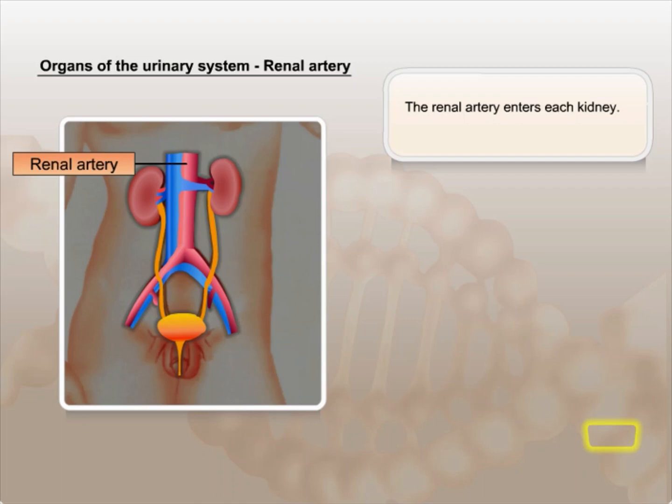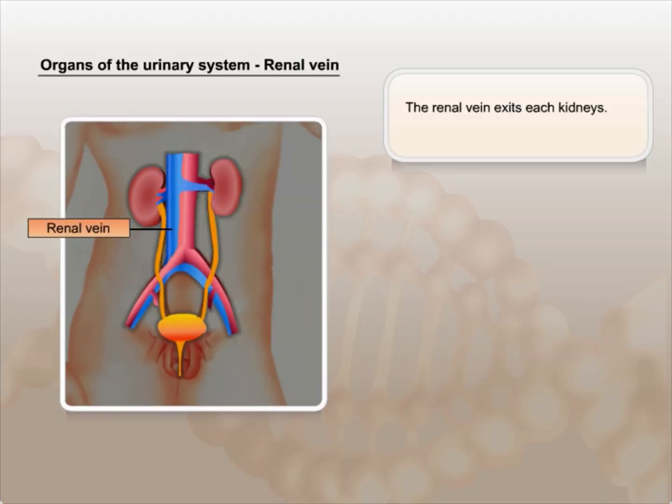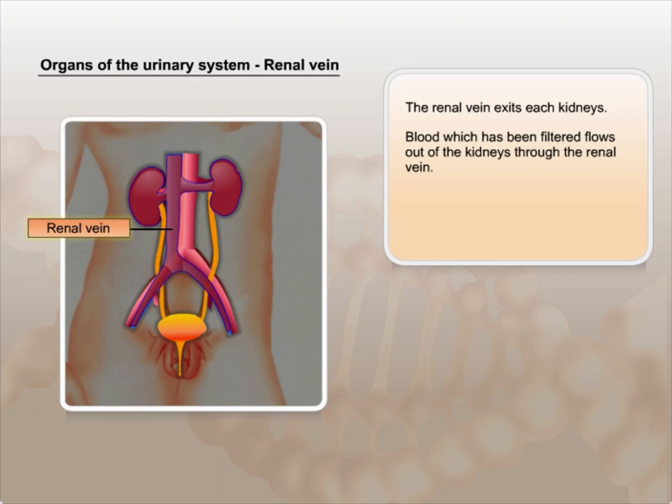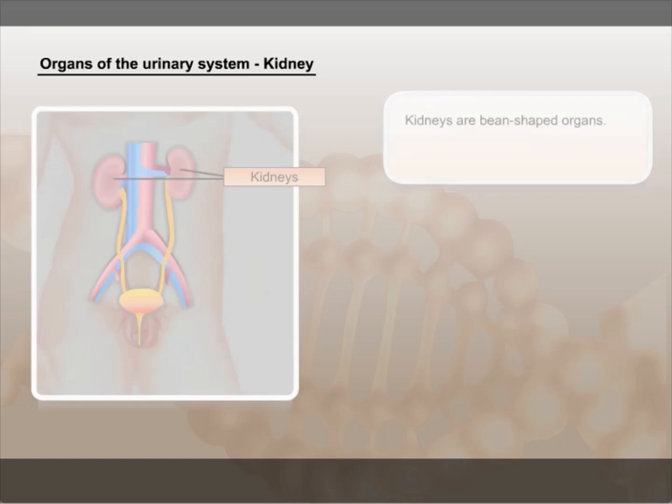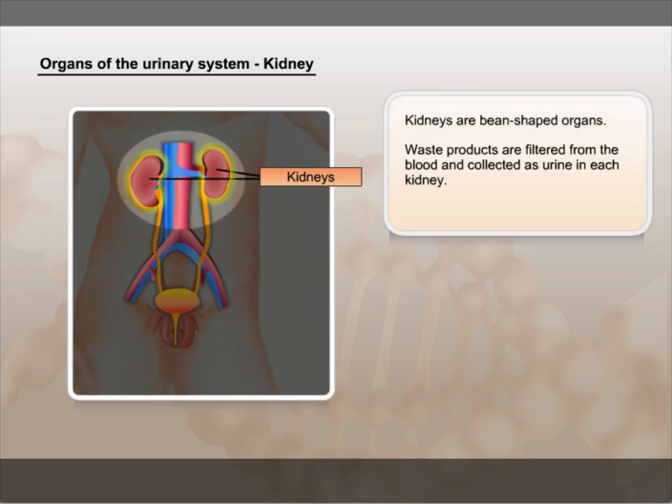The renal artery enters each kidney. Blood laden with waste products flows into the kidneys through the renal artery. The renal vein exits each kidney. Blood which has been filtered flows out of the kidneys through the renal vein. Kidneys are bean-shaped organs. Waste products are filtered from the blood and collected as urine in each kidney.